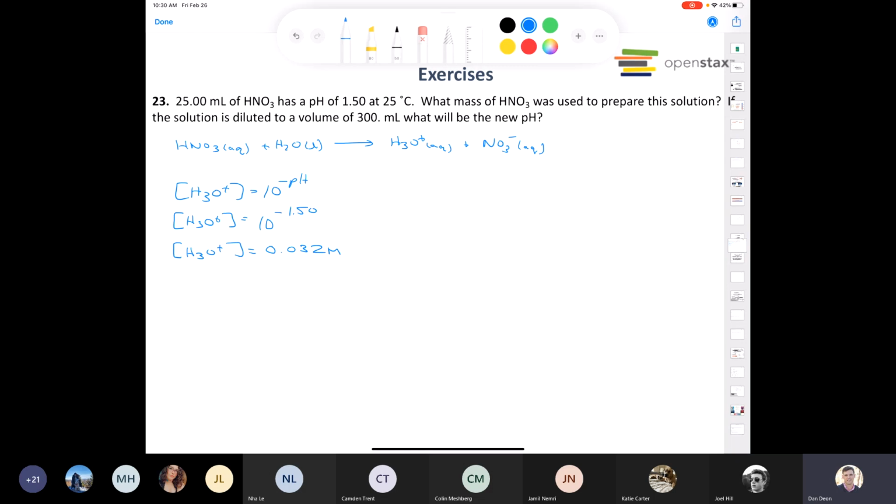Remember that that's also going to equal the initial concentration of my nitric acid, which is 0.032 molar. I didn't complete the whole ice table. I'm going to assume that you understand again that this is 100% dissociation. So this is what I started out with initially, and this is what I have at equilibrium.